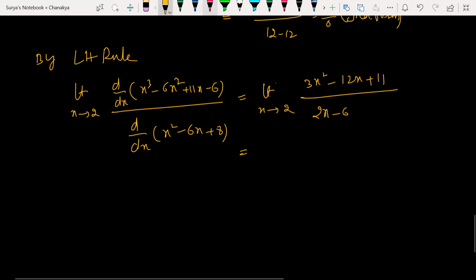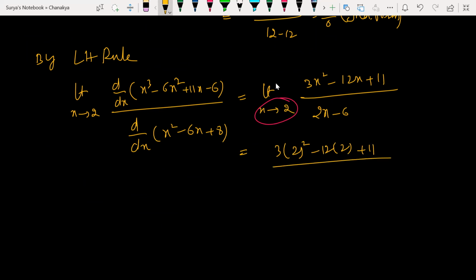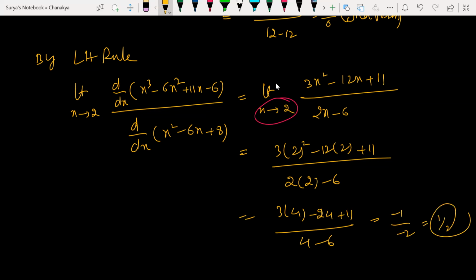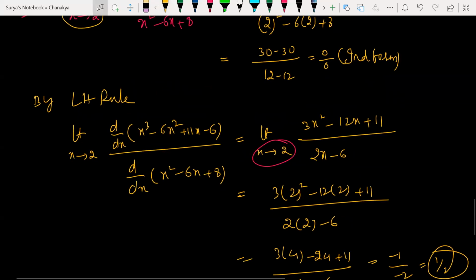Now substitute the value of x here. 3 into 2 square minus 12 into 2 plus 11 divided by 2 into 2 minus 6. What do we get? 3 into 4 minus 24 plus 11 divided by 4 minus 6. That is 12 minus 24 plus 11, which is minus 1, divided by minus 2, which means 1 by 2. So 1 by 2 is the answer. Understood? Clear?